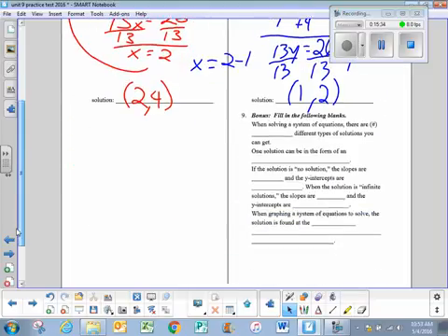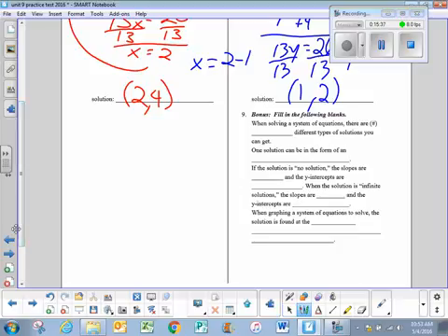Okay. Number 9. When solving a system of equations, how many different solutions are there? None, one, or infinite. One solution can be in the form of an ordered pair. If the solution is no solution, the slopes are equal, and the y-intercepts are different, because they are parallel and never intersect. When the solution is infinite, the slopes are equal and the y-intercepts are equal, just like that problem we had in the test.